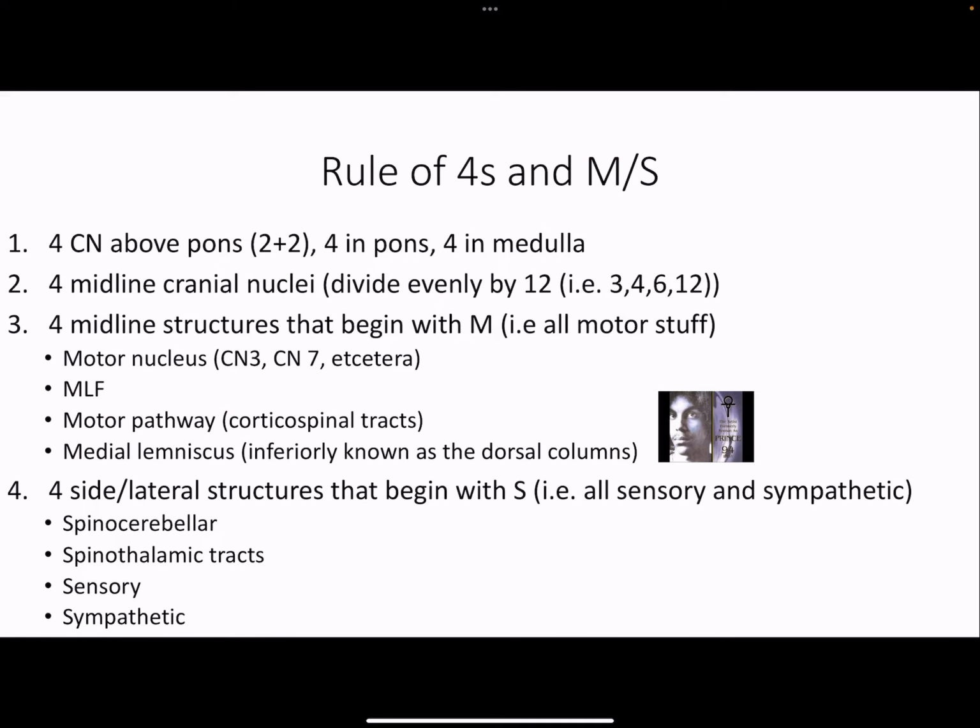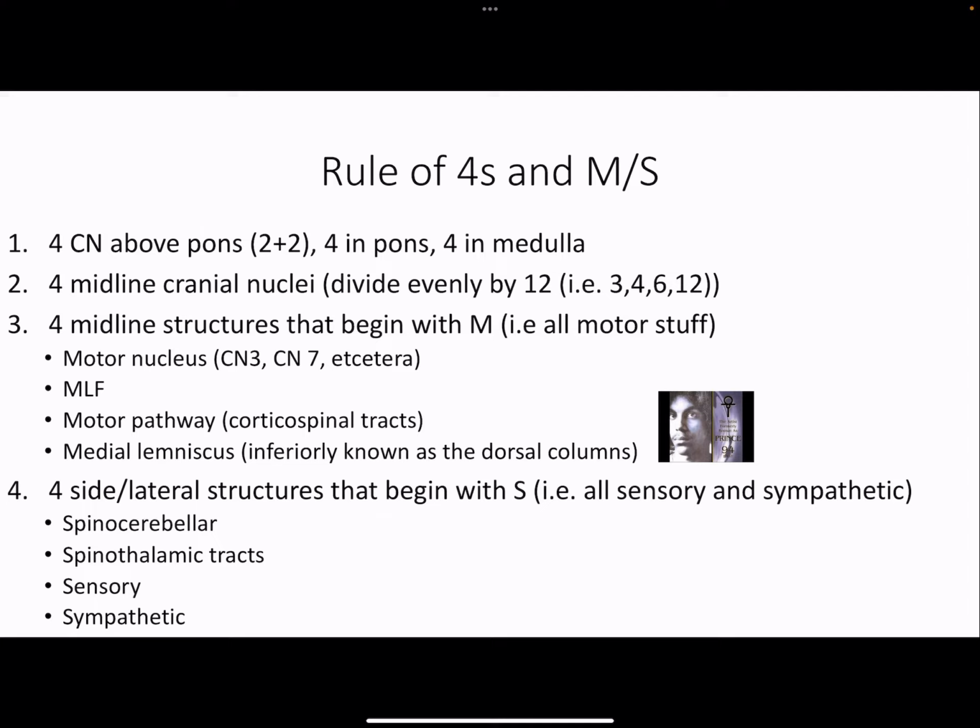So the rule of 4s, again: there are 2 cranial nerves above the midbrain, 2 at the midbrain, 4 at the pons, and 4 at the medulla. If you divide evenly by 12, you are in the midline. If not, you're probably going to be in the lateral. There are a couple of exceptions where you have the nucleus actually in the midline, and then the actual nerve itself quickly moves over to the periphery.